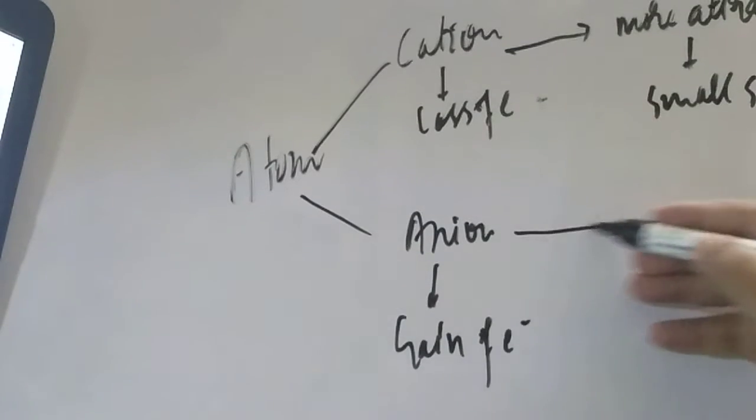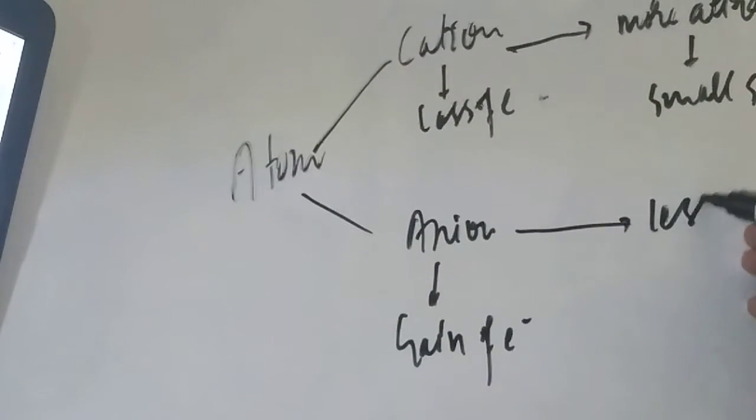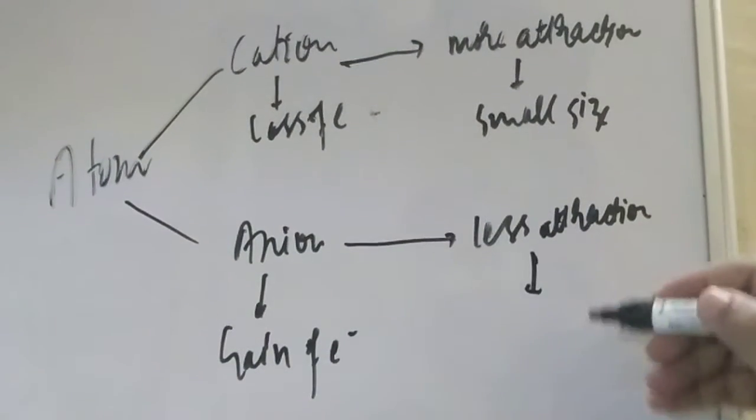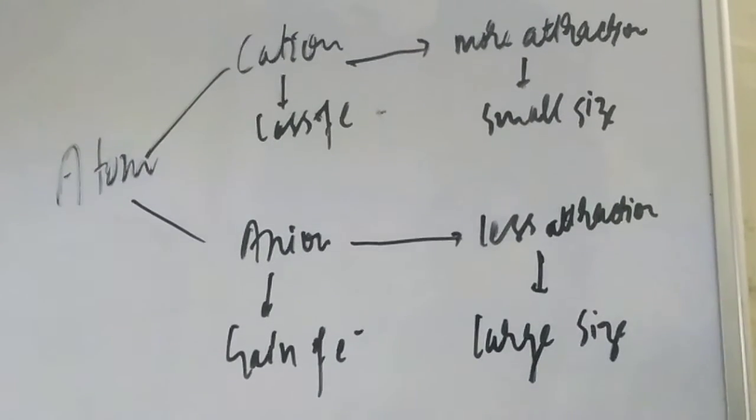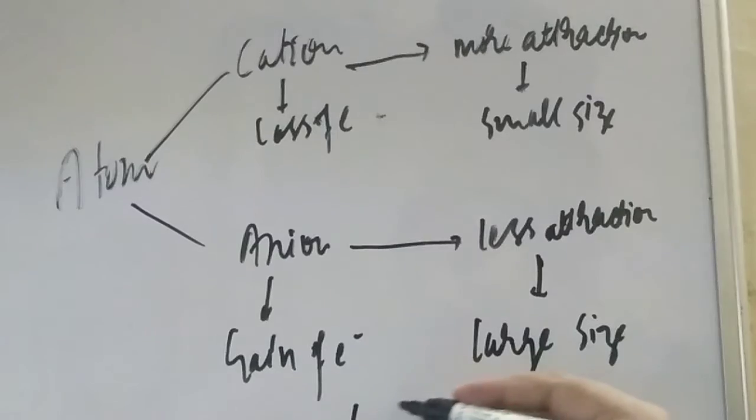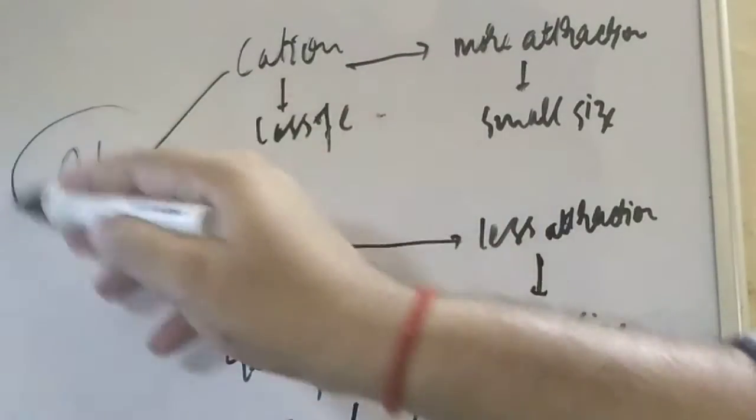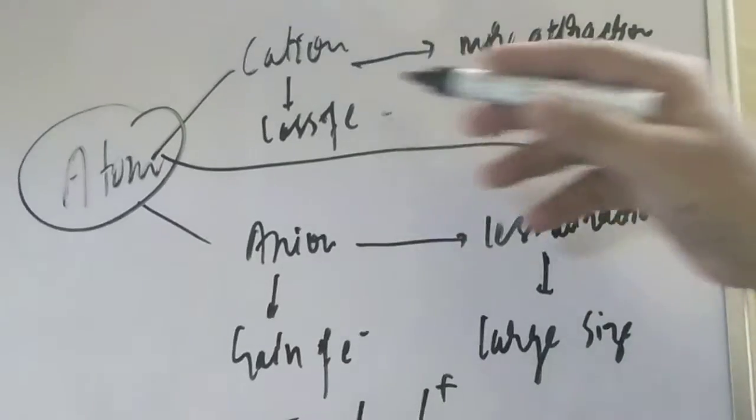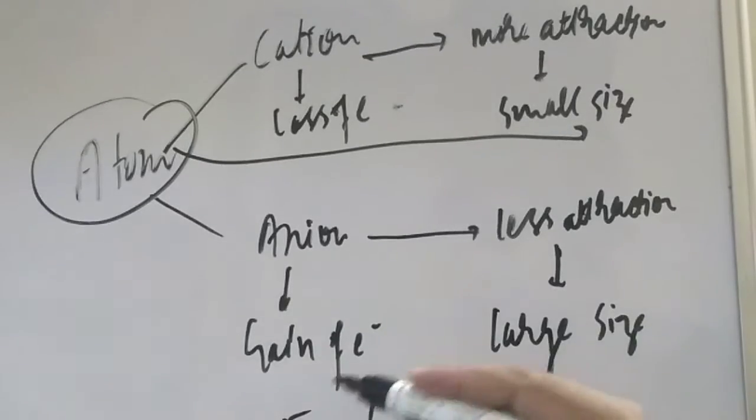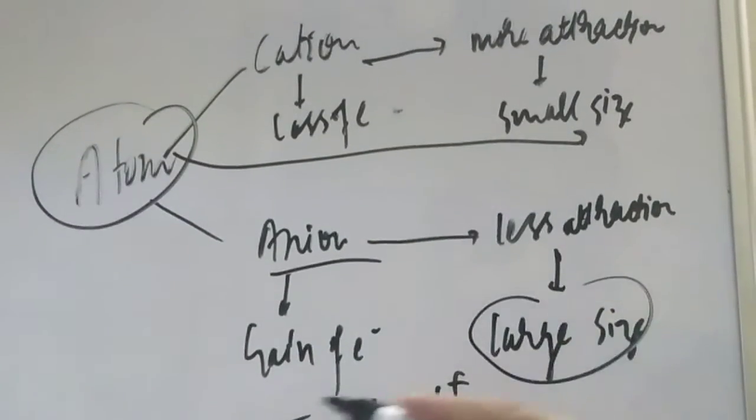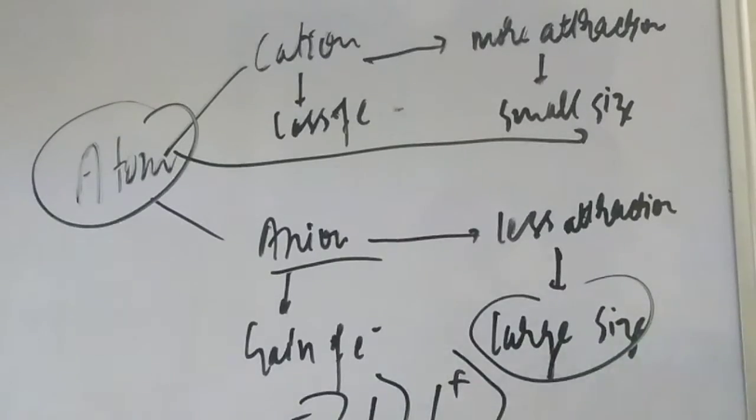Next, in the anion there are more electrons, so less attraction. Less attraction means large size. So we have I minus, I, and I plus. See, the atom will come in the center, the cation will be the smallest size and the anion will be the largest size. So the anion, I minus, is the largest, then the atom, then the cation. Let us check the question.